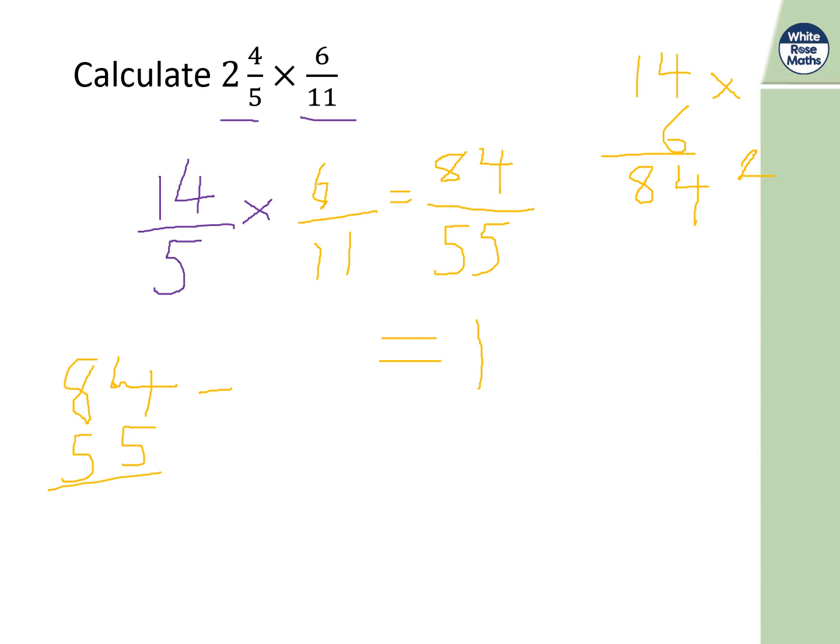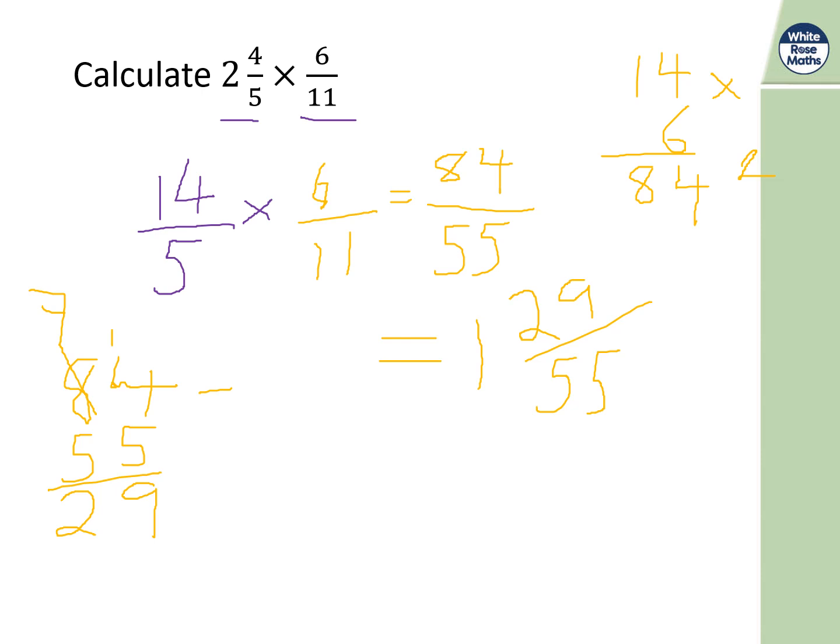So 4 take away 5 I can't do, so I need to borrow. That goes to a 7. That now becomes 14. 14 take away 5 is 9, and 7 take away 5 is 2. So you get 1 whole and 29 over 55, or 1 whole and 29 55ths. Okay, that's my answer for that question.